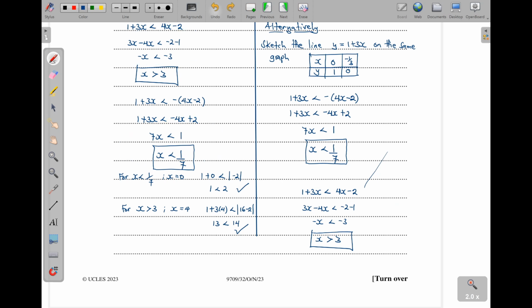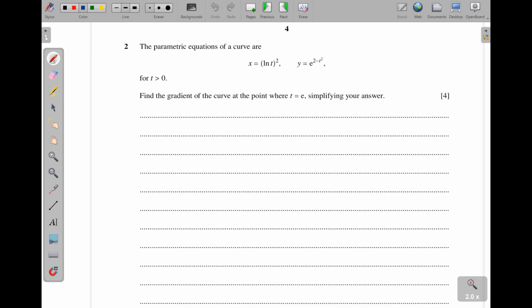So that is that. Question 2 is coming from parametric differentiation. They are saying the parametric equations of the curve are x is equal to natural log of t squared, then y is equal to e to the power of 2 minus t squared for t greater than 0. Find the gradient of the curve at the point where t is equal to e, simplifying your answer. So we need to differentiate this one, the x with respect to t.